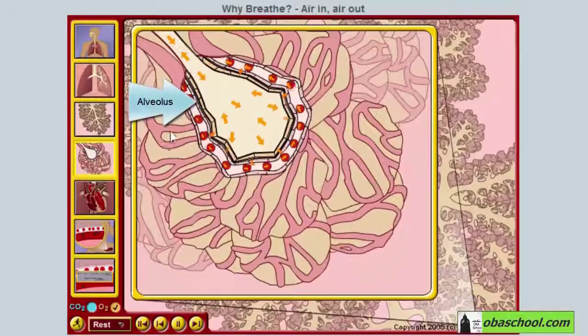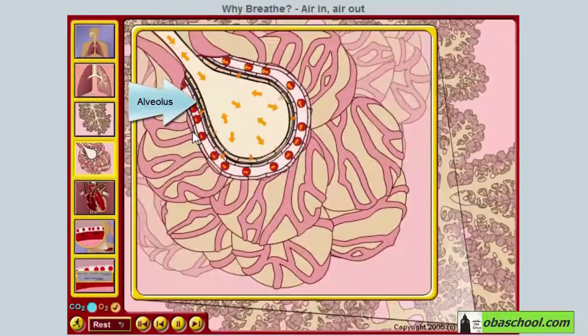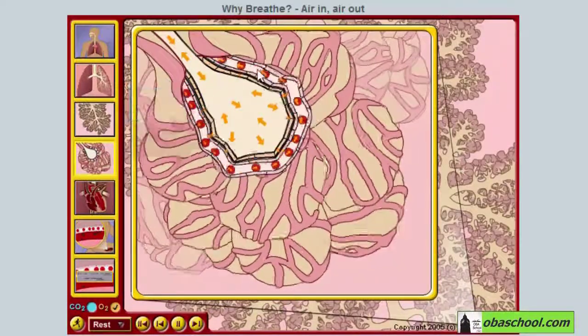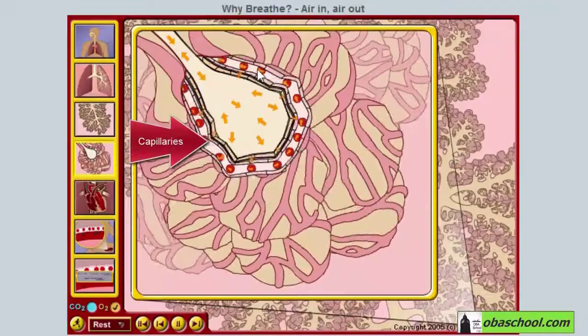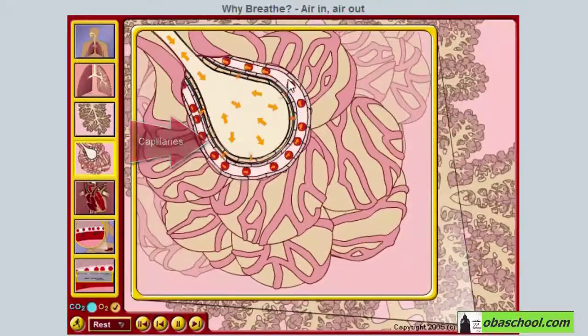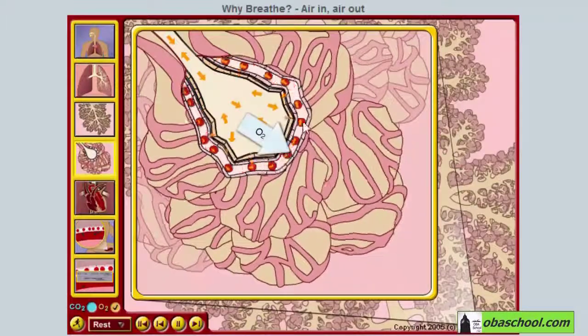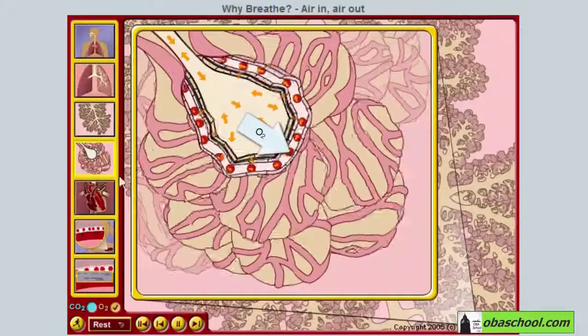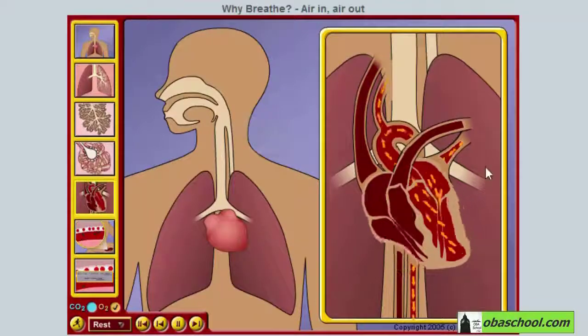In one alveolus, blood passes in small capillaries around it. When blood passes through these capillaries, it takes oxygen from the alveolus, and then the blood goes to the heart. So what is actually happening?